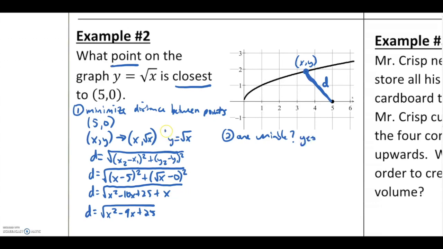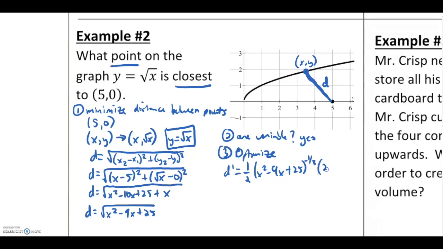Well, because we linked y as being square root of x, yes, we do have this in terms of one variable. So we'll move on, and let's go ahead and optimize. So we're going to take the derivative of our function and have to apply the chain rule. And we'll get D prime equals 1/2 (x squared minus 9x plus 25) to the negative 1/2, and all multiplied by the quantity 2x minus 9.